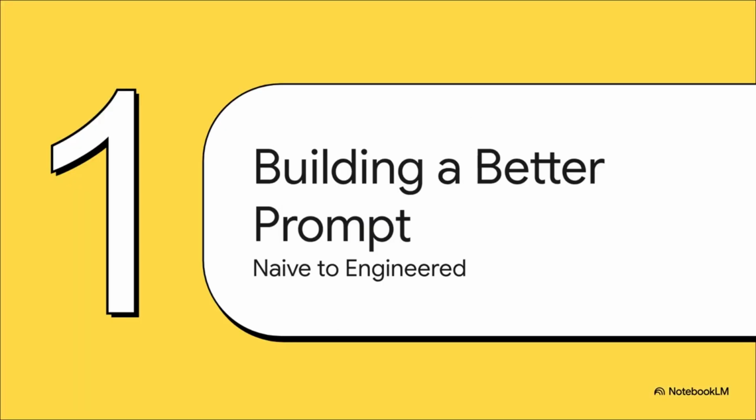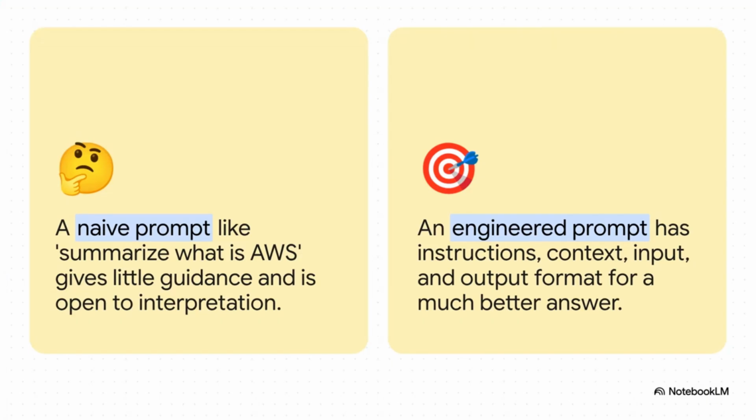Let's do it. So first things first, what's the real difference between just asking a question and actually engineering a prompt? Well, it's huge. It's about turning a kind of vague request into a super precise instruction that gets you the exact result you want time and time again. Just look at the difference here. On the left, you've got a naive prompt: summarize what is AWS. I mean, it's not wrong, but it leaves so much up to the model's imagination. You could get a single paragraph or an entire book back.